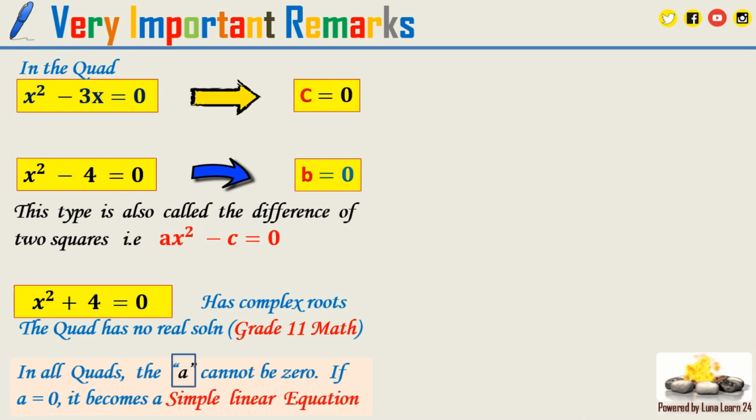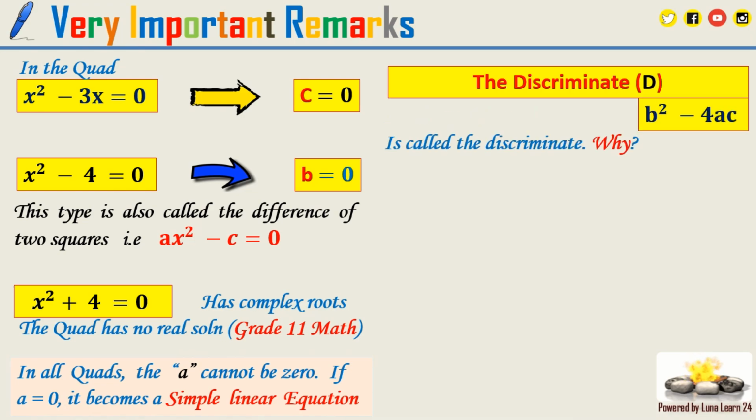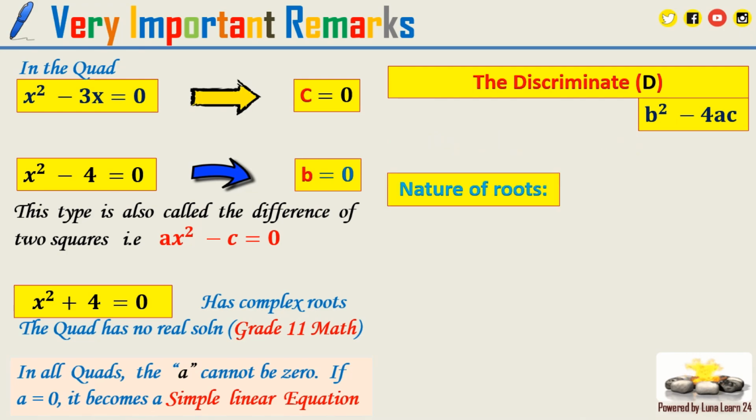In all quadratics, the value of a cannot be equal to 0, because whenever a equals 0, it becomes a simple linear equation. The discriminant d, as I said, is equal to b squared minus 4ac. It's called the discriminant because it tells us the nature of the roots. If b squared minus 4ac is negative, you're going to have complex roots. If it is equal to 0, you have repeated roots. And if it is greater than 0, you have non-identical roots, as we are going to see. So it tells us the nature of the roots.